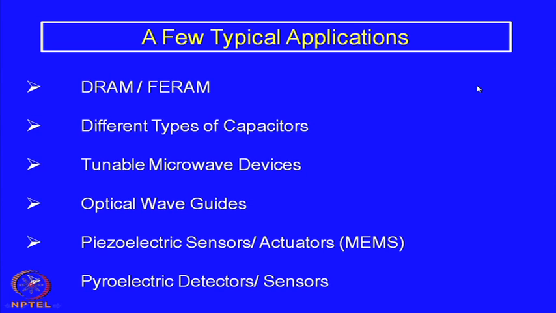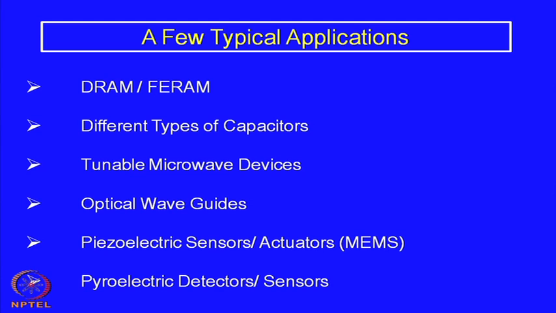So, we go to the next group of applications, the different types of capacitors. FERAM is also one kind of capacitor, but it is an integrated capacitor in the form of a large array, whereas discrete capacitors are also there. These primarily refer to the multilayer capacitors. We call them multilayer capacitors, and they have another name, the chip capacitors.